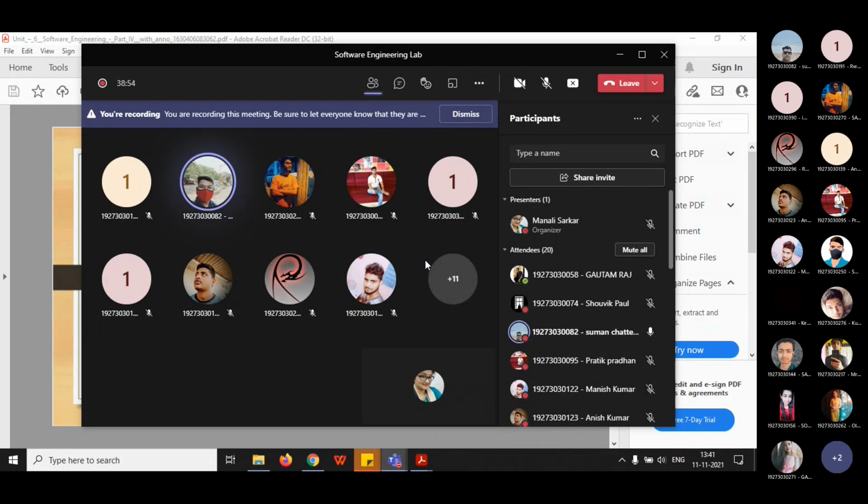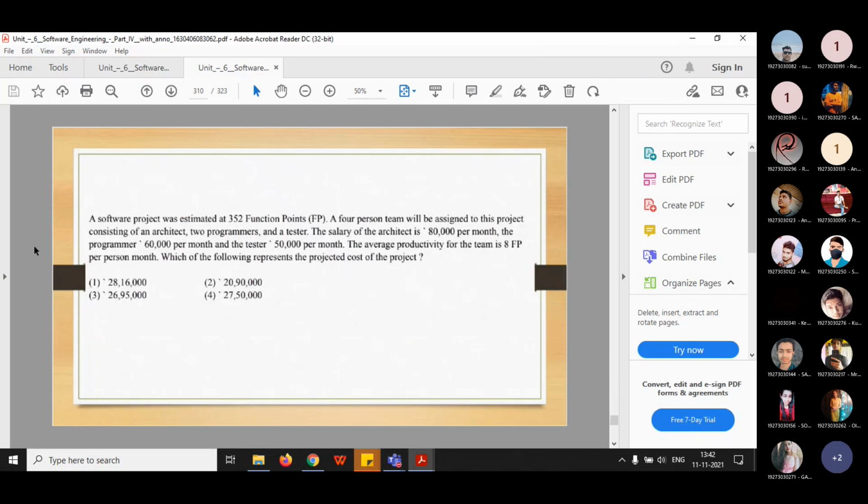Seven five zero. Ma'am, 27 lakhs 50,000. Yes. Very good. Very good. Simple maths.